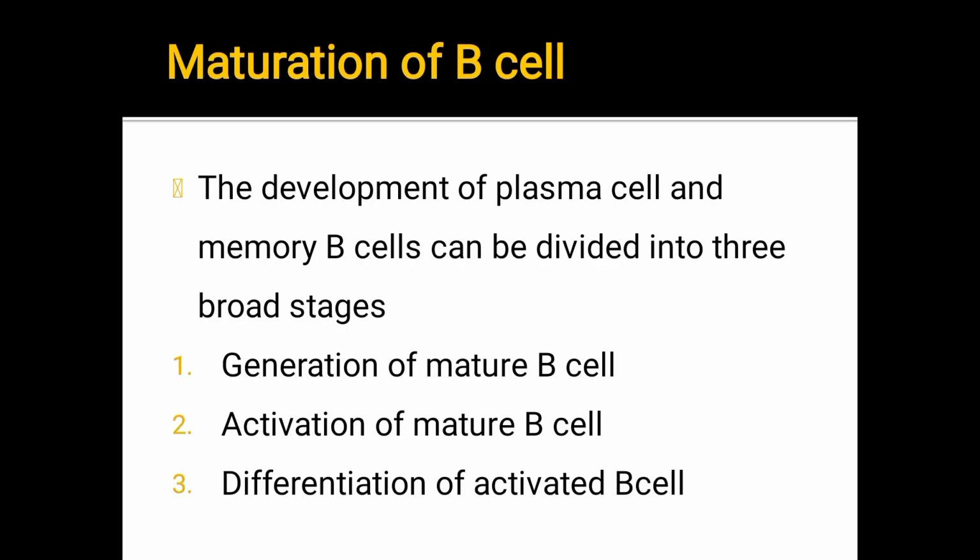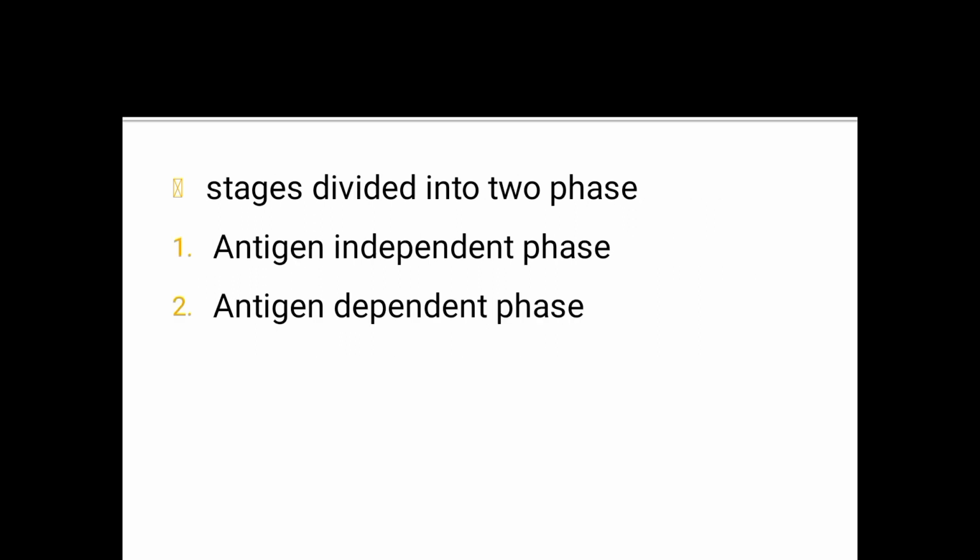The development of plasma cells and memory B cells is divided into three broad stages. First, generation of mature, immunocompetent B cells; second, activation of mature B cells; and third, differentiation of the activated B cells into plasma cells and memory B cells. These three stages can be divided into two phases: the first is the antigen independent phase and the second is the antigen dependent phase.